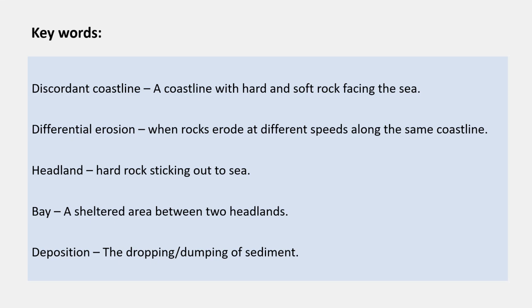So, got some keywords. Please pause the video here and write down the keywords. We've got discordant coastline, which is a coastline of hard and soft rock facing the sea. Differential erosion, when rocks erode at different speeds along the same coastline. Headland, hard rock sticking out to sea. Bay, a sheltered area between two headlands. And deposition, which is the dropping and dumping of sediment by the water. So please pause it and get down the keywords.